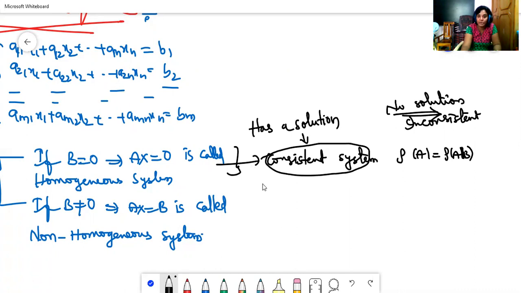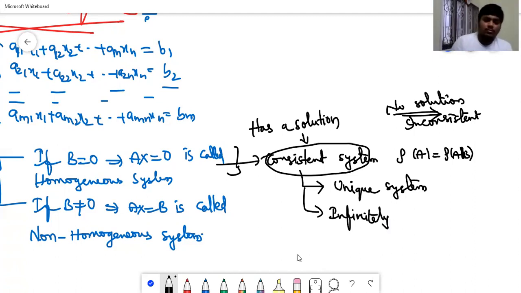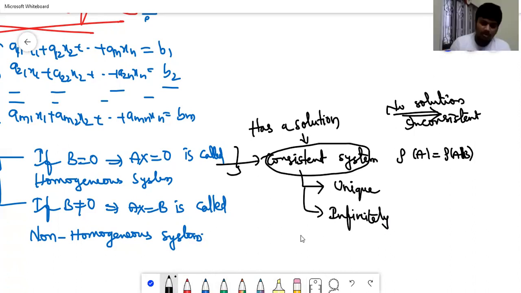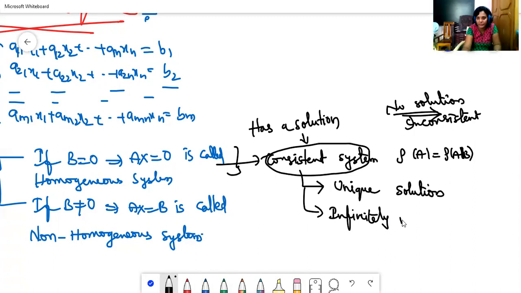Then we get the variable values. Those are also of two types: unique solution and infinitely many solutions.